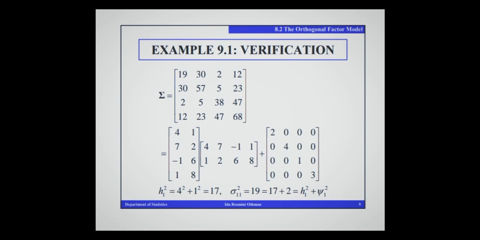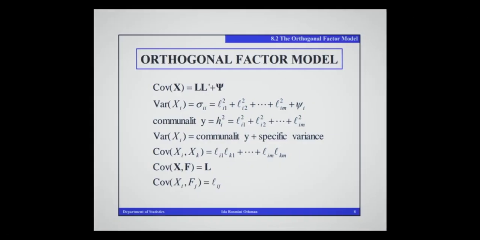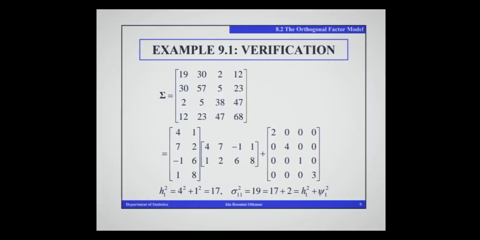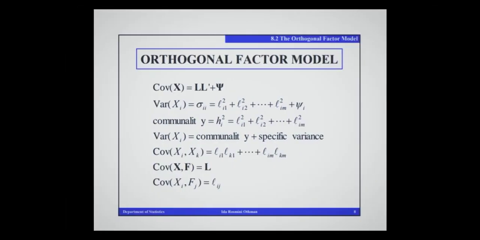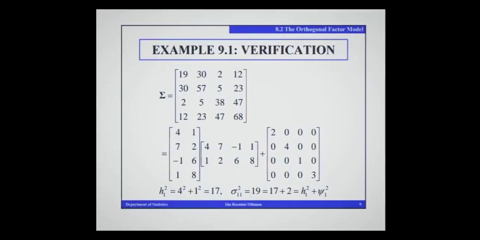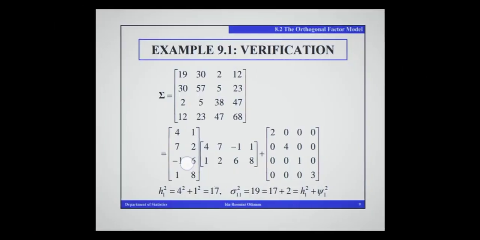Okay. So according to the formula tadi, kan, variance of X equal to communalities plus specific variance. So the communalities adalah L matrix multiply L transpose. Ini adalah matrix of factor loading. Ini adalah dia punya transpose. So maksudnya kat sini kita ada dua faktor, betul tak? Kita ada dua faktor. Faktor pertama dan faktor kedua sebab dia ada dua kolom. So daripada 4 variables kita create dua faktor.